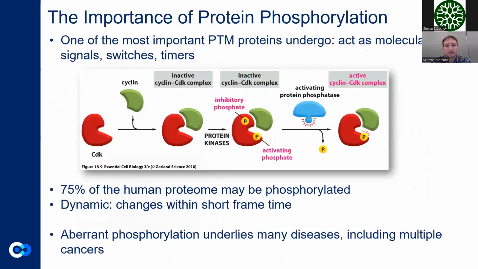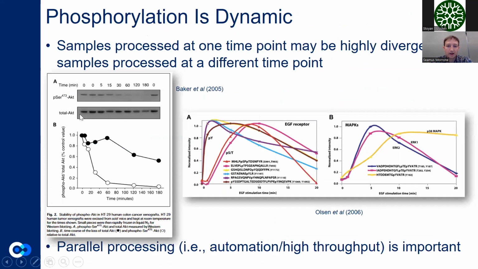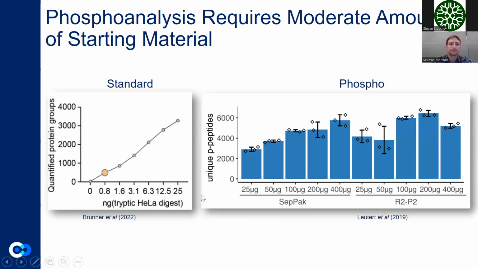Another study has shown that even within a shorter time frame, a 20 minute stimulation time frame, even within a single protein, multiple phosphosites undergo complex and heterogeneous dynamics. And even within a pathway, multiple proteins show similarly complicated behavior. So this emphasizes that parallel processing would be important for good replicability. In this case, we're talking about automation and high throughput, which have also been discussed in previous MERGE episodes.